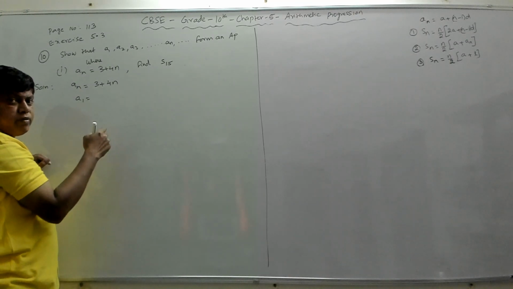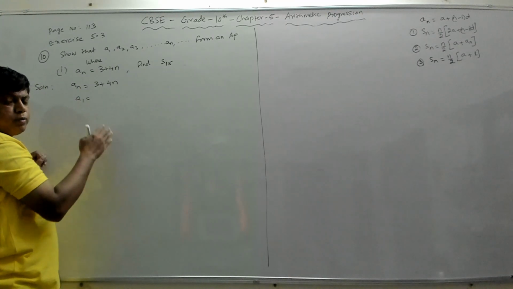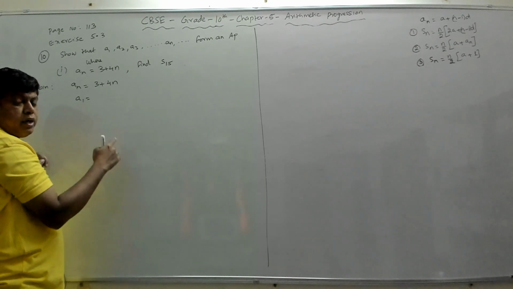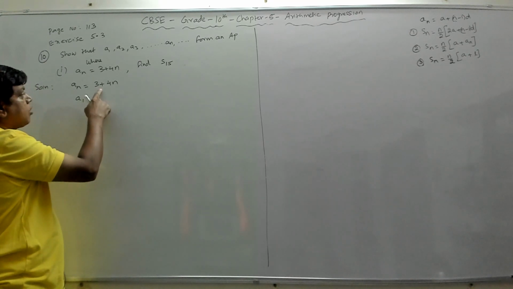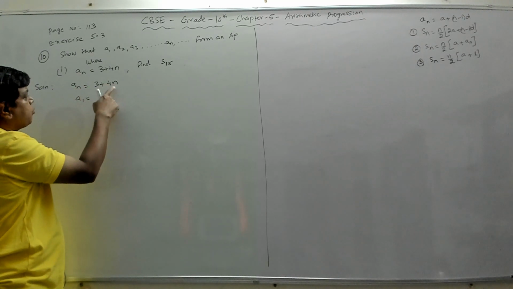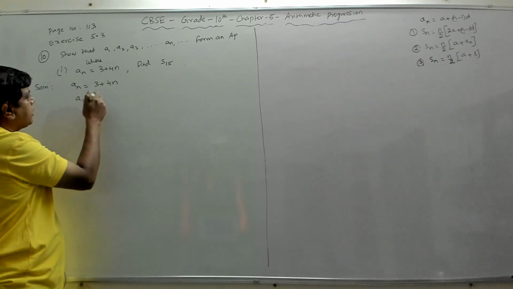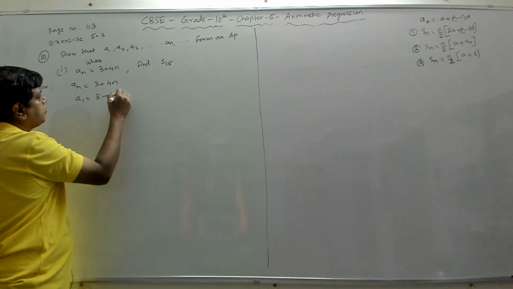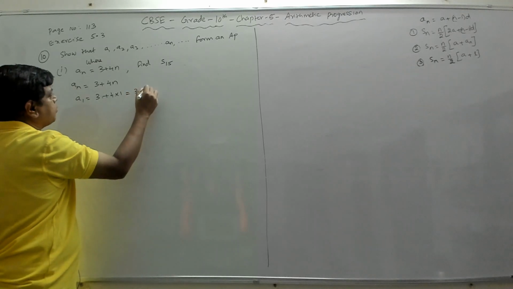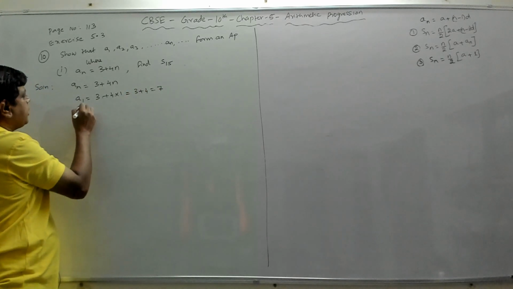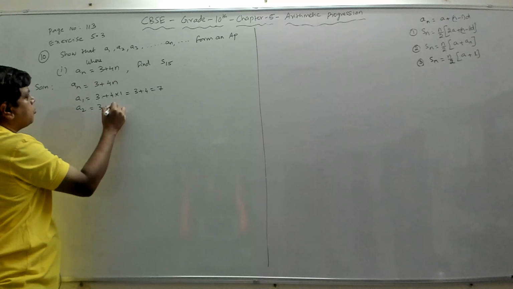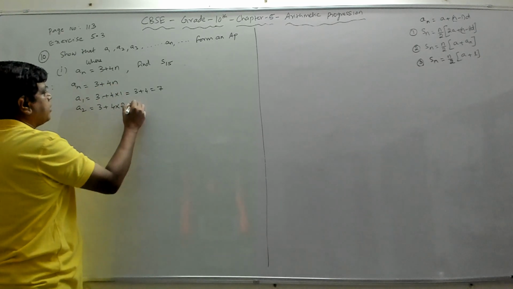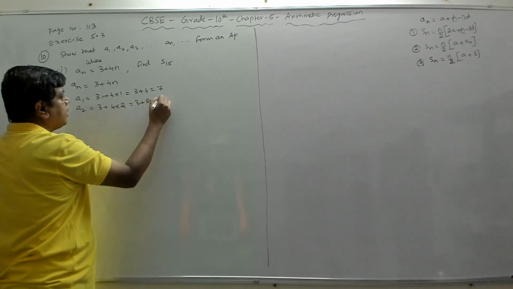To prove that it's an AP, we have to write some list of numbers, which means we should write A1, A2, A3 and A4. And to find A1, A2, A3 and A4, we will use this formula where AN is given by 3 plus 4n. If I put n equal to 1 here, I will get the first term, which is 3 plus 4 into 1, so 3 plus 4, which is 7. Similarly, A2 will become 3 plus 4 into 2. In this, I have to put n is equal to 2. So you get 3 plus 8, which is 11.